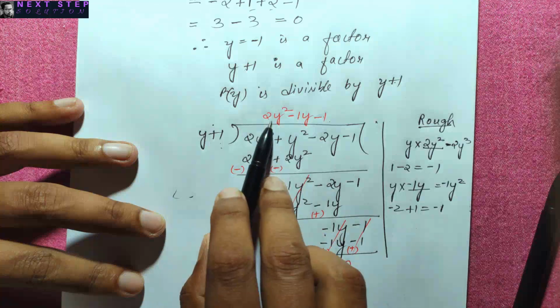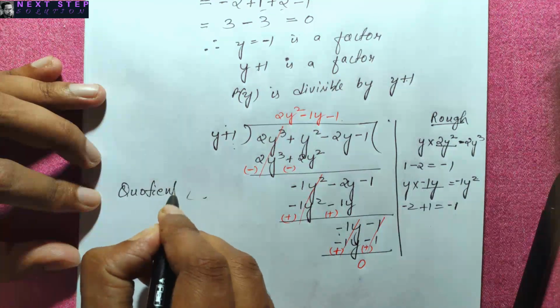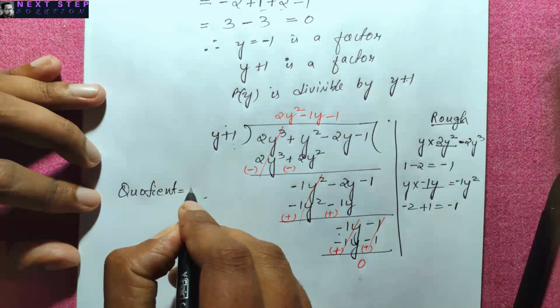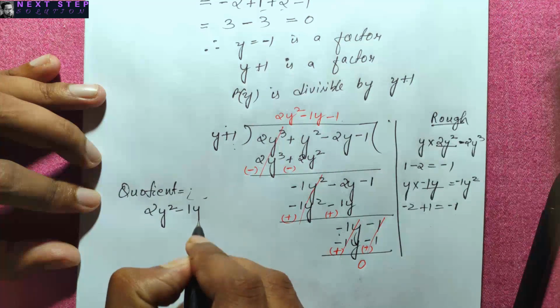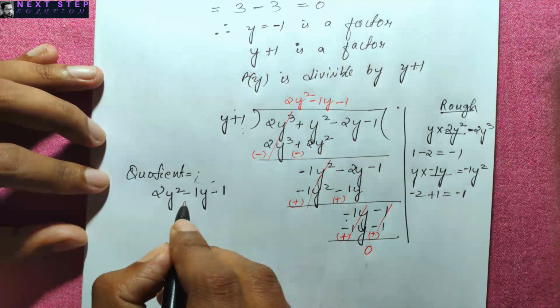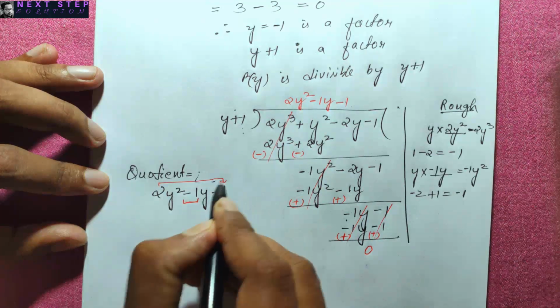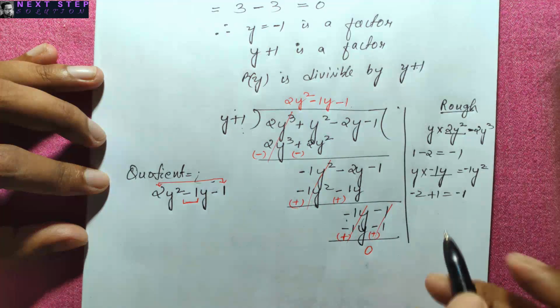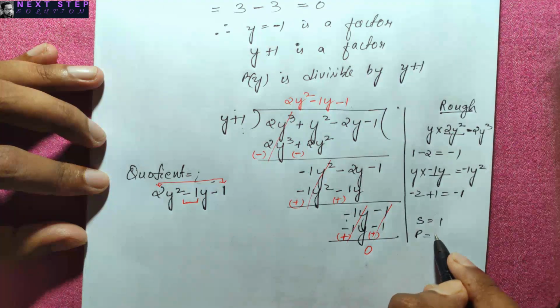Now after dividing, we got the quotient as this one. So quotient is equal to 2y square minus 1y minus 1. Now we see what is the sum here. The sum is minus 1 and the product is this one. So here we have the sum as minus 1 and the product 2 into minus 1 is minus 2.